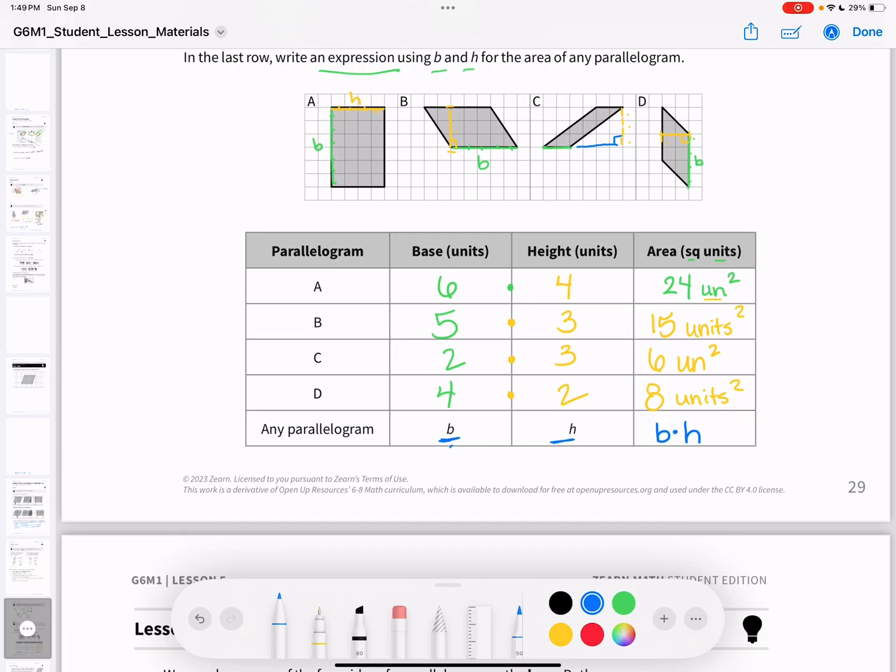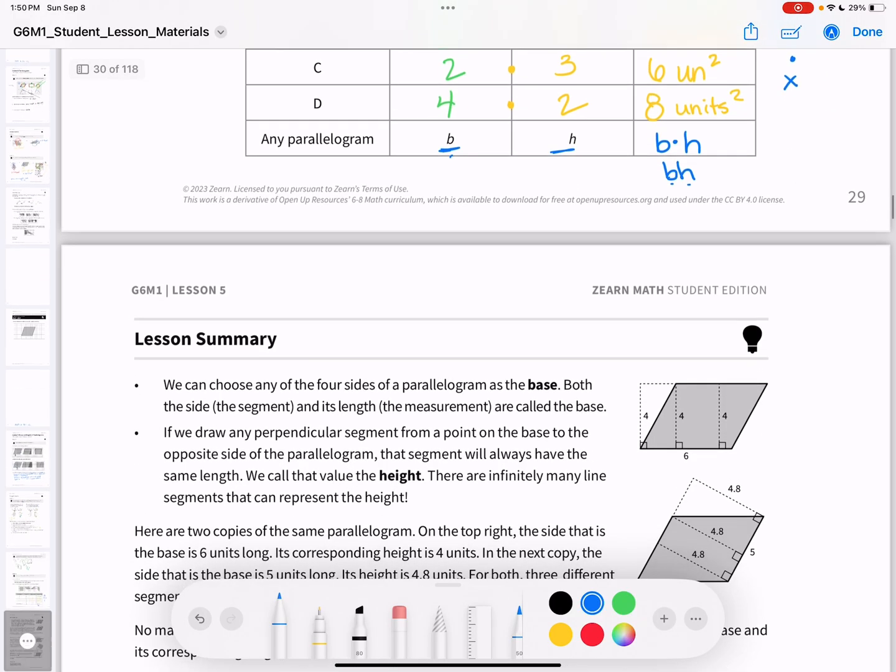You can also write this BH because when you push two variables, or terms, together like this, that means to multiply. Have you ever seen this, like 8b? That means do 8 times b. Also, a dot is the same as a multiplication sign. They mean the same thing. That is our lesson for today.